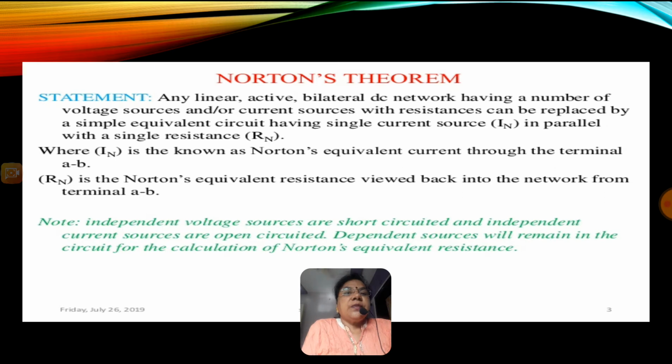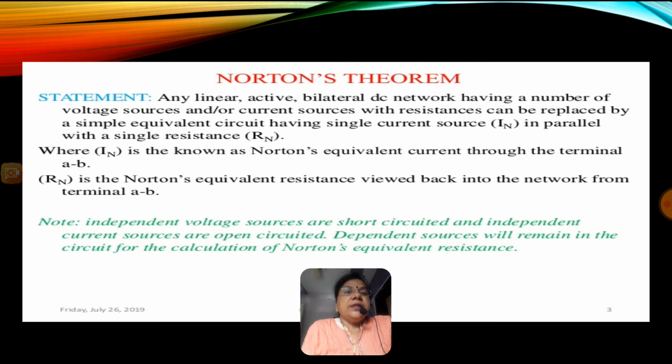Now Norton's theorem, the statement is: any linear active bilateral DC network having a number of voltage sources and current sources with resistances can be replaced by a simple equivalent circuit having a single current source in parallel with a single resistance Rn. Every complicated network can be replaced by a single current source and a single resistance in parallel with the current source. So such a complicated network is replaced by a very simple one, known as Norton's equivalent circuit.